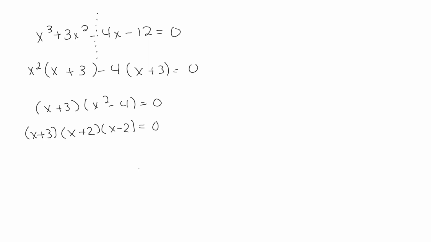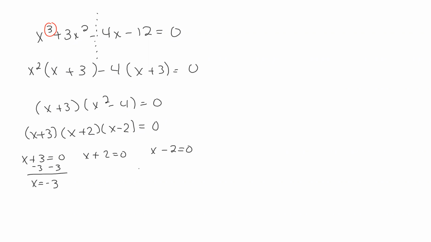So notice you have a degree 3 polynomial or a degree 3 equation. You are going to get 3 solutions. Your first solution is going to be found from x plus 3 equals 0. Your second solution will be found from x plus 2 is 0. And your third solution will be found from x minus 2 is 0. So x plus 3 is 0, I subtract 3. x equals negative 3 is one of my solutions.